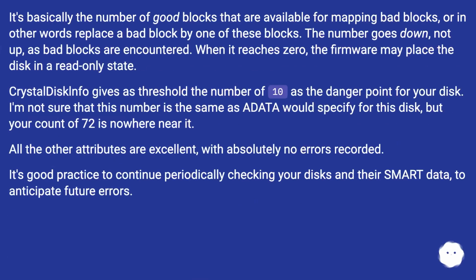It's basically the number of good blocks that are available for mapping, to replace a bad block by one of these blocks. The number goes down, not up, as bad blocks are encountered. When it reaches 0, the firmware may place the disk in a read-only state. CrystalDiskInfo gives as threshold the number 10 as the danger point for your disk. I'm not sure that this number is the same as the vendor would specify for this disk, but your count of 72 is nowhere near it. All the other attributes are excellent, with absolutely no errors recorded. It's good practice to continue periodically checking your disks and their SMART data to anticipate future errors.